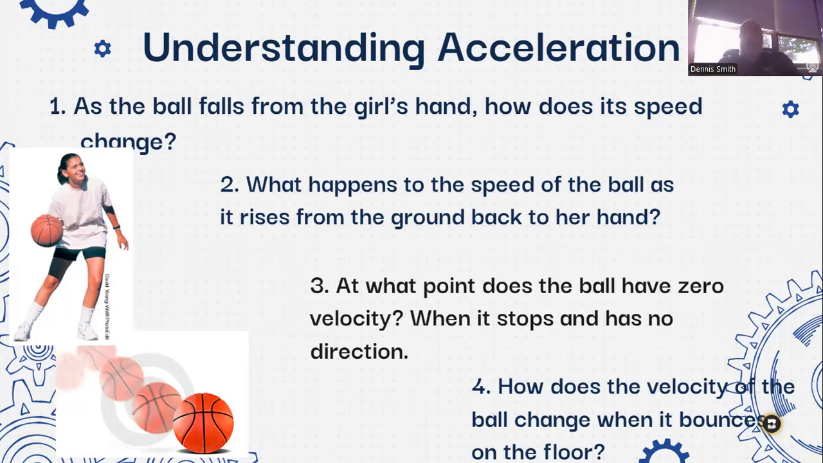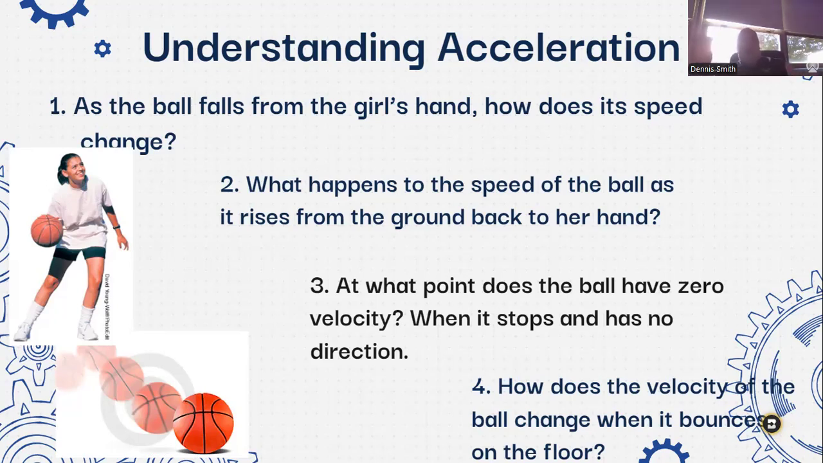And then how does the velocity of the ball change when it bounces on the floor? When it bounces on the floor, you're going to have a change in the number, the magnitude, but you also have a change in direction. And that's what the real change is in terms of velocity being a vector. The change in direction makes it a change in velocity. So keep that in mind.